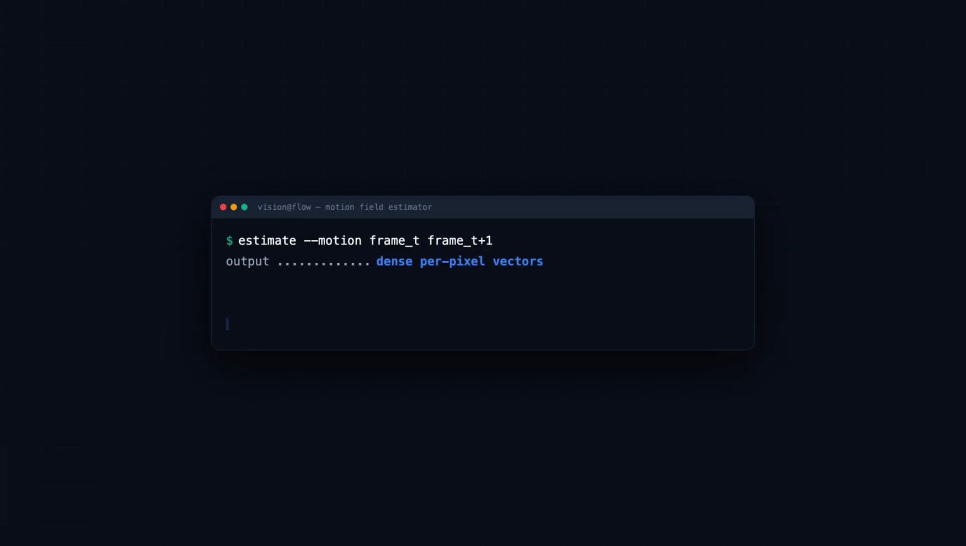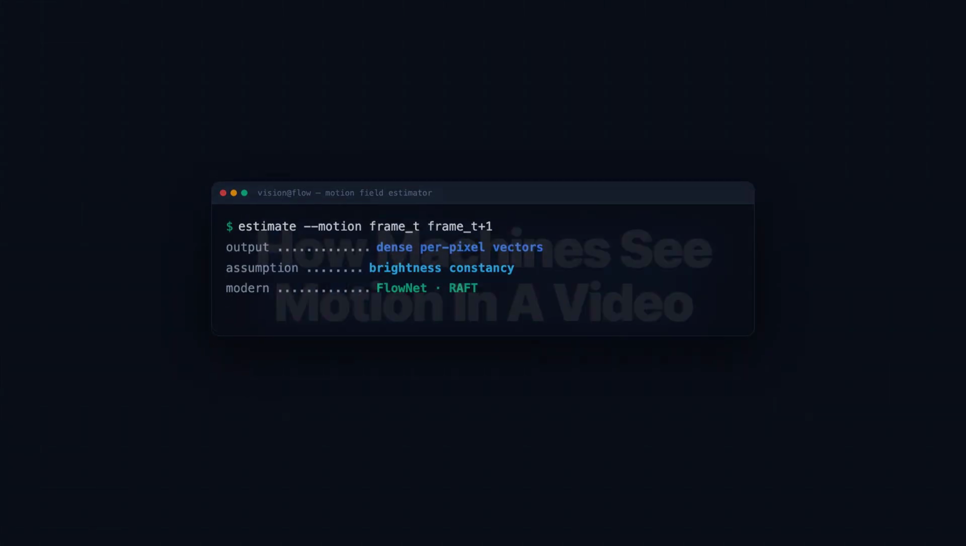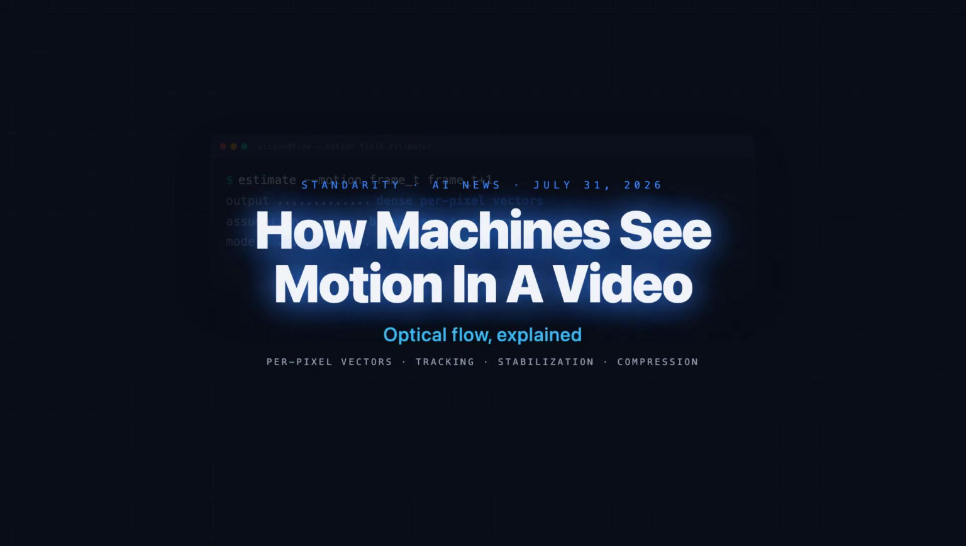Grab a pair of frames from a video and lay them side by side. To your eye, the difference is obvious. The car slid left, the runner leaned in, the camera drifted up. But a machine sees only two flat grids of pixels, with no built-in notion of movement at all. Optical flow is how we hand it that notion.